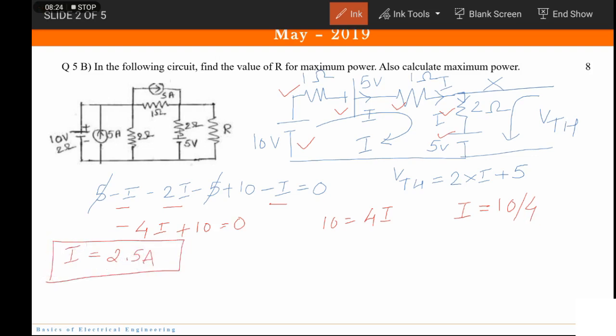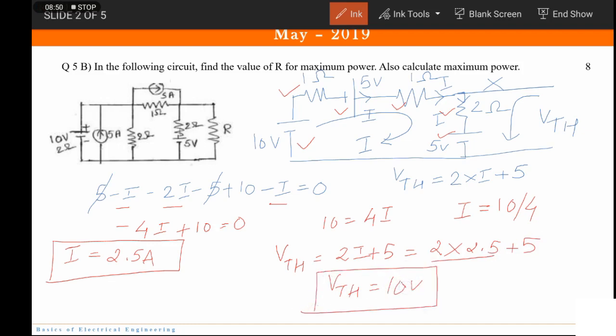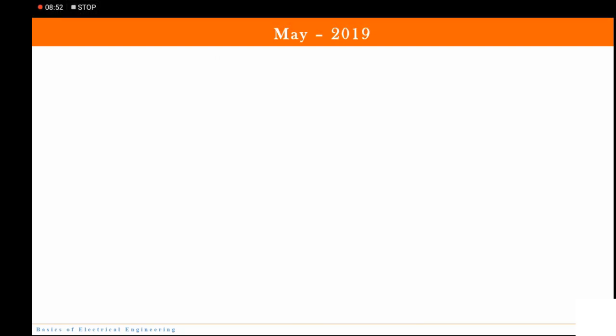Right? So I have now current with me. So can I calculate VTH now? Yes, I can calculate that. It was 2I plus 5. So I shall be putting the value 2 into 2.5 plus 5. So the value of VTH comes out to be, this becomes 5, so it comes out to be 10 volts. So I have VTH with me. So the next step would be to calculate RTH.